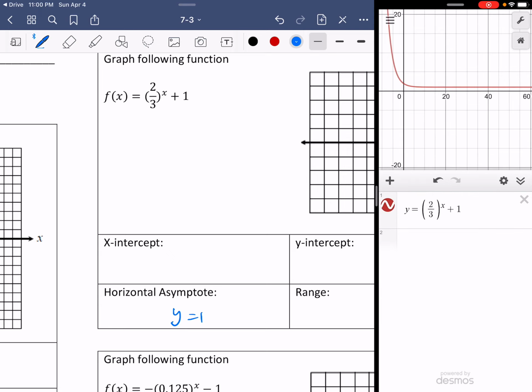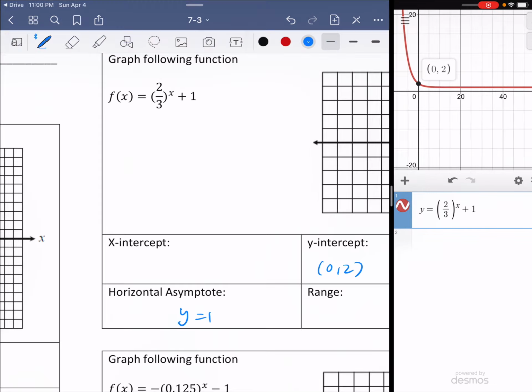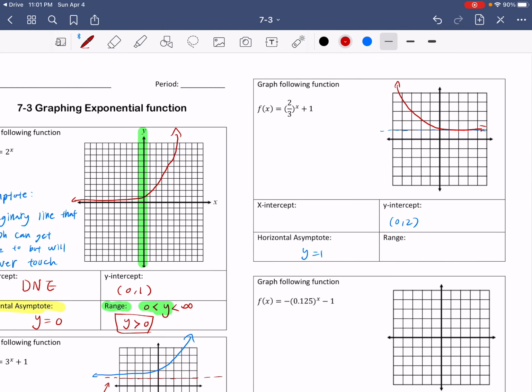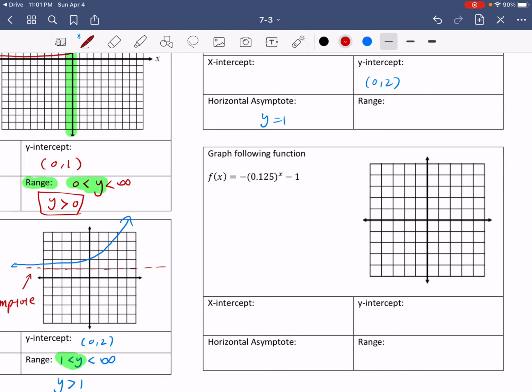Wait, what was the y-intercept? Okay, so you can just do it like that. So just label the asymptote, and the graph looks like this, and then find the range and x-intercept, okay? So let's try this question together.